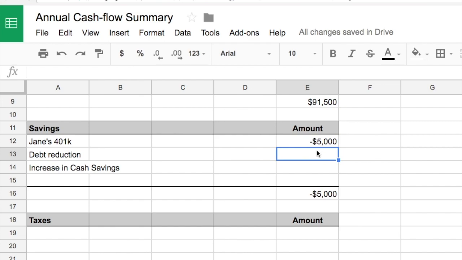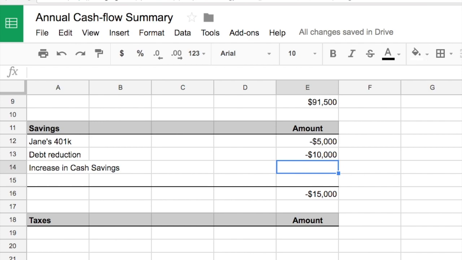So also I paid down debt during the year. Now I'm talking about, let's say you had credit card debt of $20,000 at the beginning of the year, and you chipped away at that and you had $10,000 left. Well, hey, that is a form of savings. So we're going to put that down here as debt reduction. We're also going to put down any increase in cash balances.